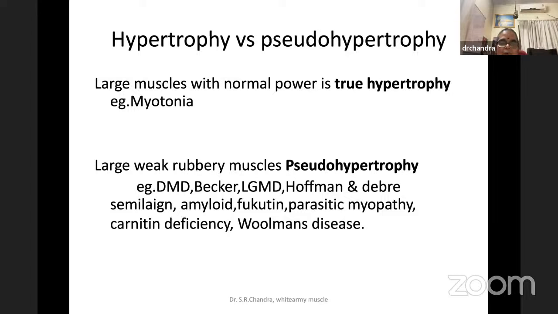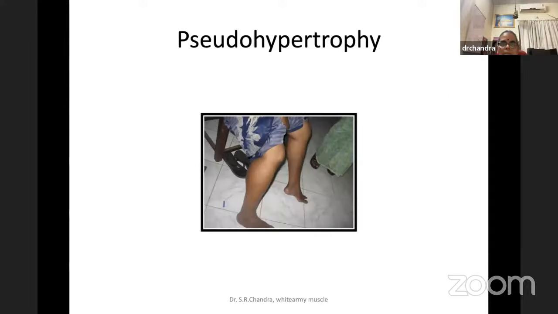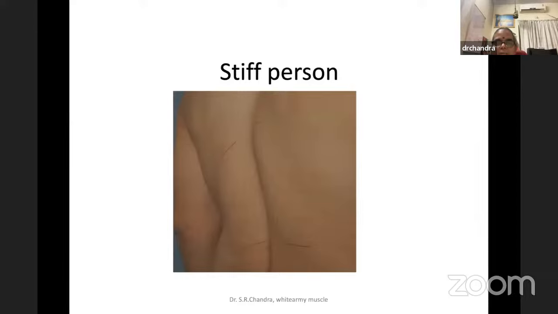Then you get pseudohypertrophy in amyloid disease, fukutin myopathies, parasitic myopathy, carnitine deficiency myopathy, or cholesterol myopathy, that is Oldman's disease. Then this is a typical pseudohypertrophic muscle in a patient with fukutin-related myopathy, where there can be asymmetry. You can see the other leg which is not showing that pseudohypertrophy. And this is a stiff paraspinal muscle, stiff-man syndrome.